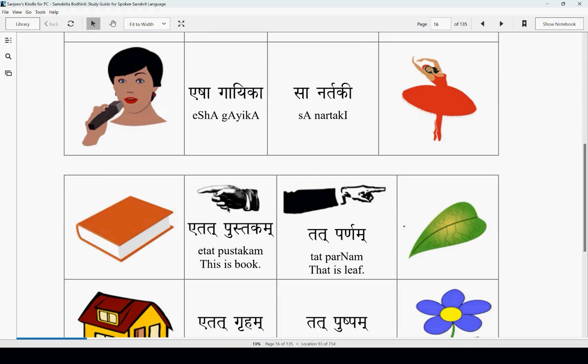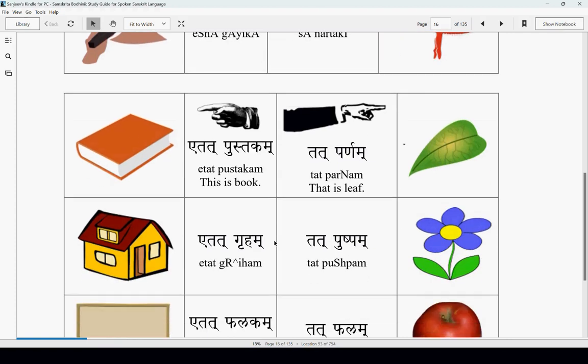In that place, if the main noun is Napunsakalingam, then we use the words etat and tat. Etat if it is close, tat if it is far. Etat, this is a book. Etat pustakam asti. Tat pustakam asti, or tat parnam asti. That is a leaf. So tat and etat, these words are used in place of esha or saha if the word is in the neuter gender.